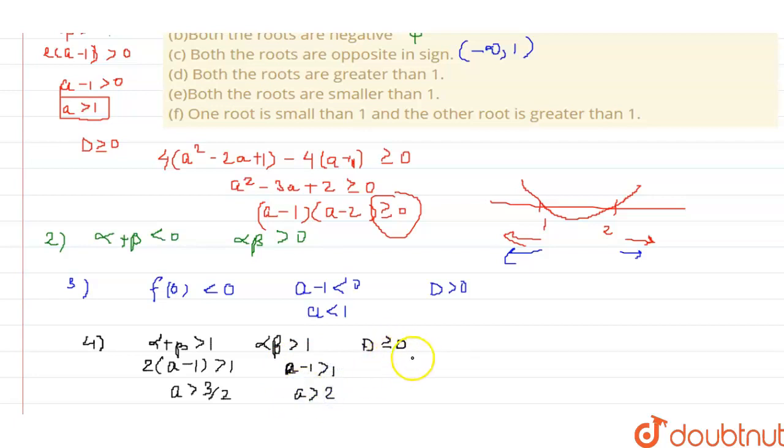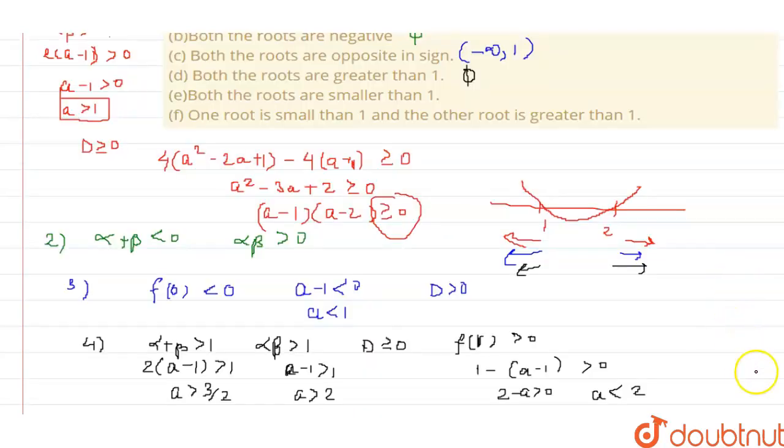Now in this case, when d is greater than or equal to 0, the values of a less than 1 or greater than 2, this is going to exist. So this is a greater than 2, right? Now we can comment on f of 1. Obviously f of 1 is going to be greater than 0. F of 1 is basically equal to 1 minus a minus 1, which is greater than 0, or we can say that 2 minus a greater than 0, or we can say that a should be less than 2. So when we take the intersection, then we'll observe that it is going to be a null set, so that is phi.